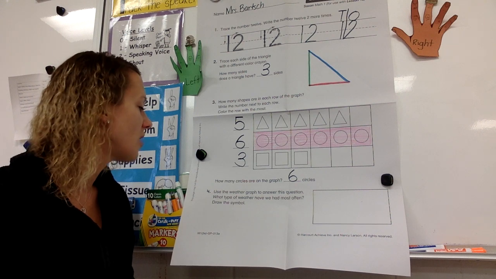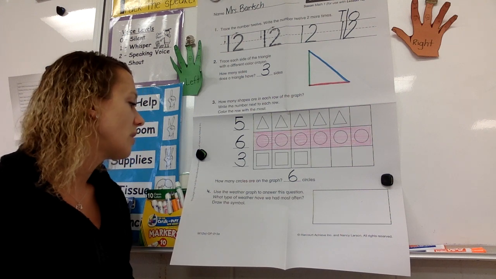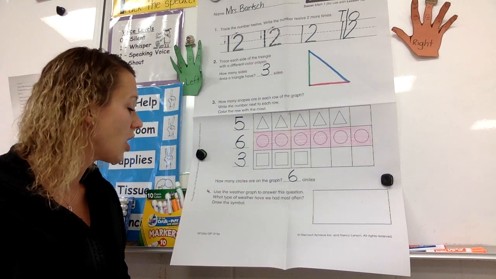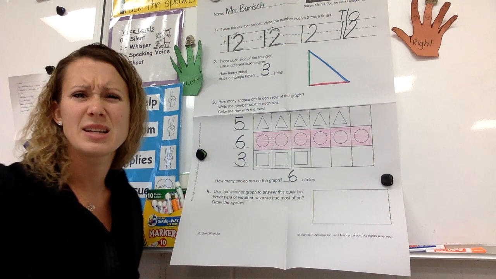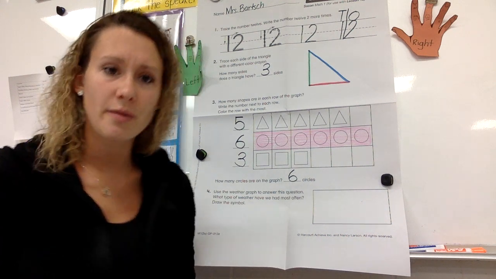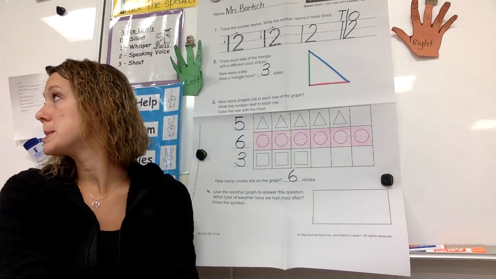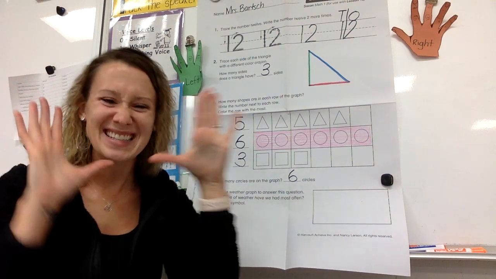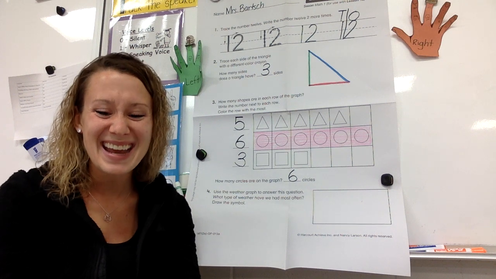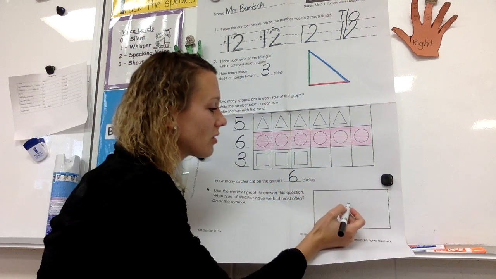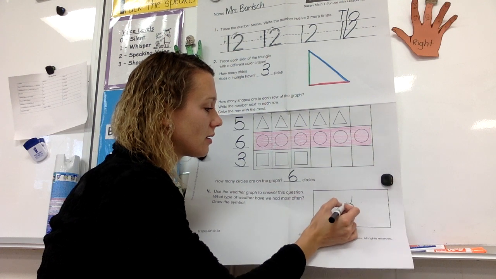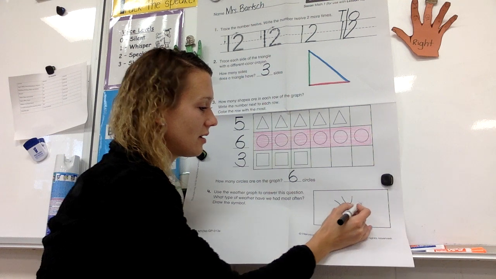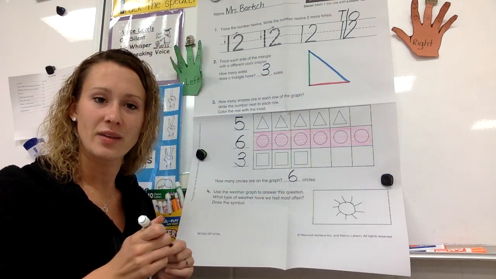All right, it says use the weather graph. Number 4. Use the weather graph to answer this question. What type of weather have we had the most often? Draw the symbol. Symbol means picture. So do you remember from math meeting who's had the most? I'll tell you. They're my favorite kind of days. Yeah, sunny days. So what I want you to do is take your pencil and you are going to draw a sunny. Because sunnies had the most.